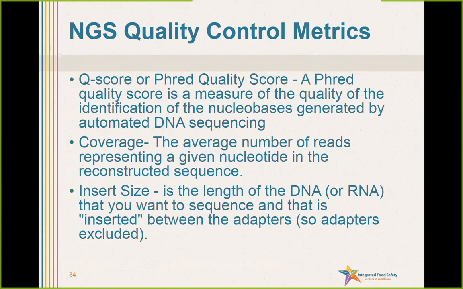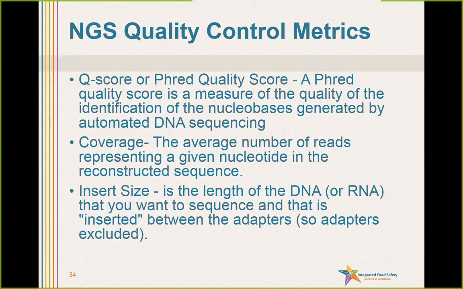Let's discuss some quality control metrics that are associated with next-gen sequencing instruments. One of the QC metrics that you hear about the most is the Q-score, Phred Quality Score. A Phred Quality Score is a measure of the quality of the identification of the nucleobases generated by automated DNA sequencing. This is something that is universal across all the platforms.